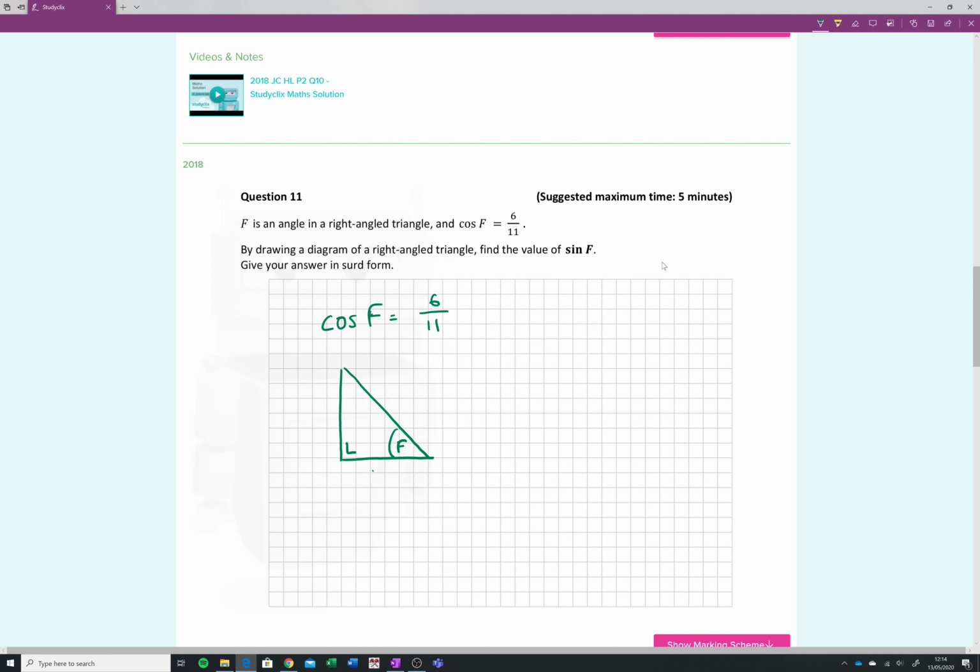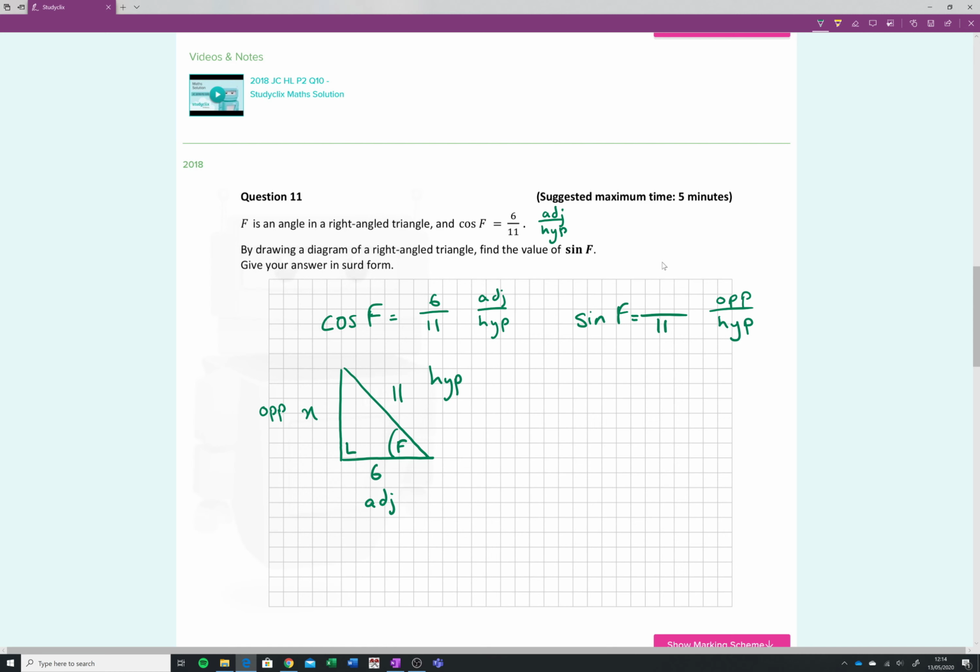Now, what does it say? It says the cos of f. Now, what does that stand for? That is the adjacent over the hypotenuse. So this is the opposite, this is the adjacent, and this is the hypotenuse. So the adjacent we know is 6, because it is meant to be adjacent, and the hypotenuse is 11. So it's in that ratio. And what are we asked to get? We're asked to get the sine of f, and the sine of f is the opposite over the hypotenuse. Well, we know what the hypotenuse is, it's still 11, but we don't know what the opposite is.